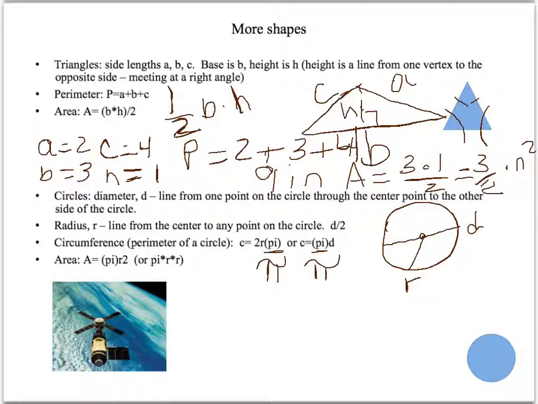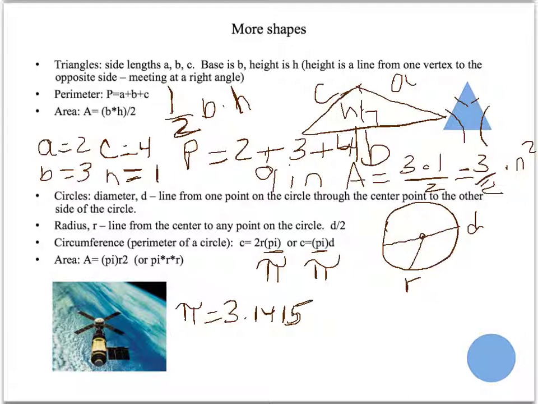And the value of pi is 3.1415, and it goes on and on forever, and it doesn't repeat and it doesn't terminate, so it's irrational.